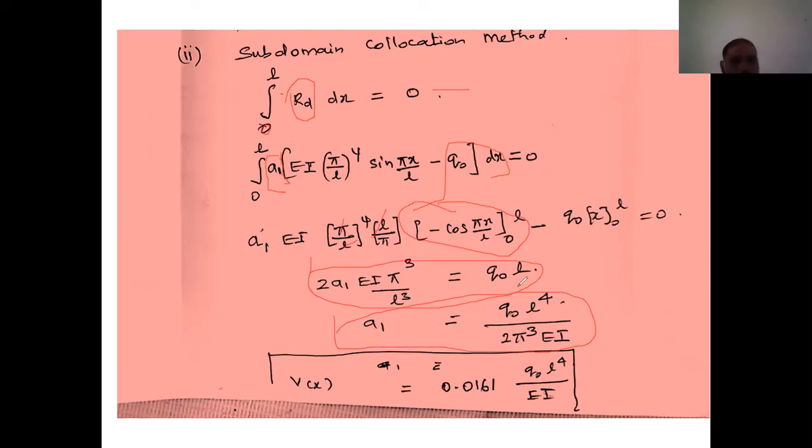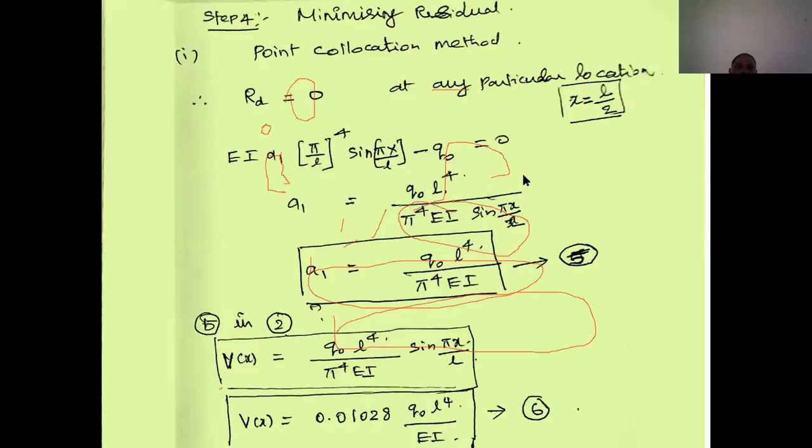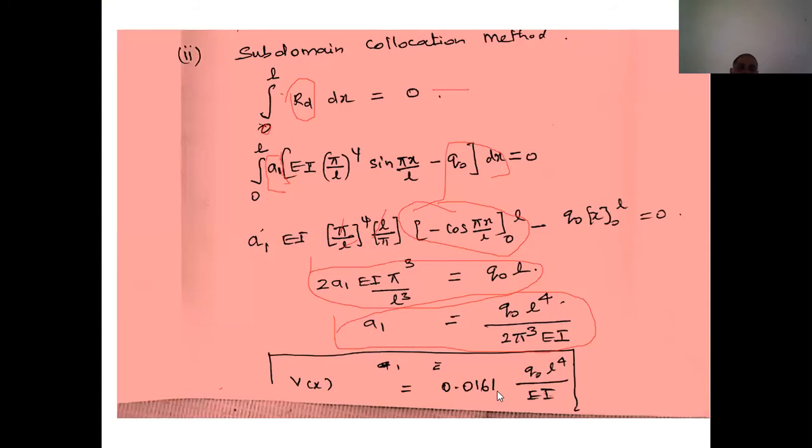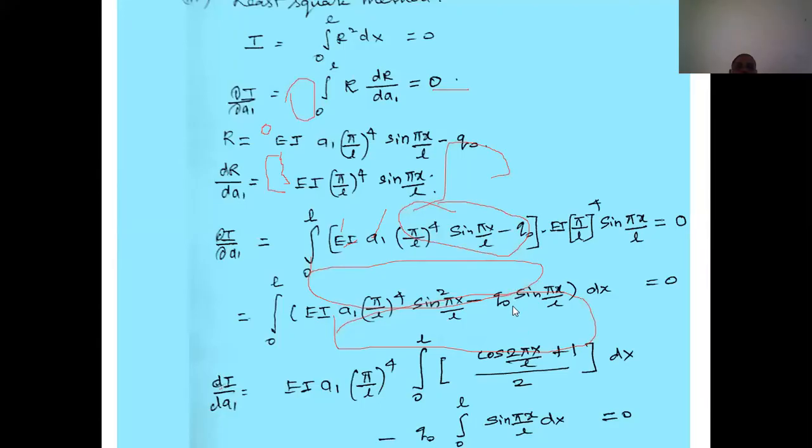So we can cross check the answer with the previous method called the point collocation. In the point collocation method, we got the value as 0.0102, but here we are getting the answer as 0.016. So a little bit of variation is there in the solution. Next, let us move on to the method called the least square method.